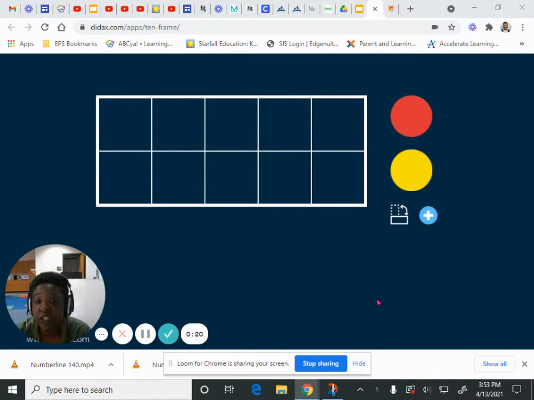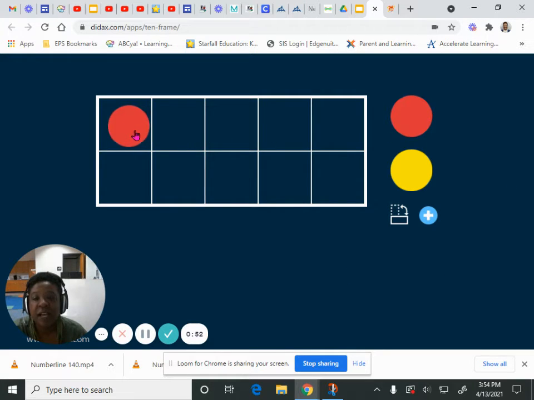So before we get started, I want you to look at this picture that's on the screen. What do we call this thing? Tell your learning coach what we call this little tool that is on your screen. Okay, if you said 10 frame, you are correct. Why do we call this a 10 frame? Because it can hold 10 things.